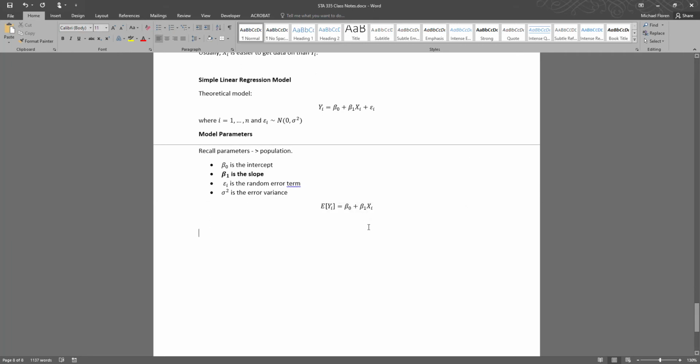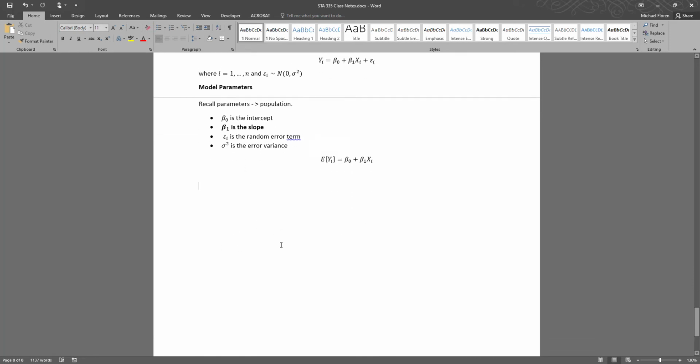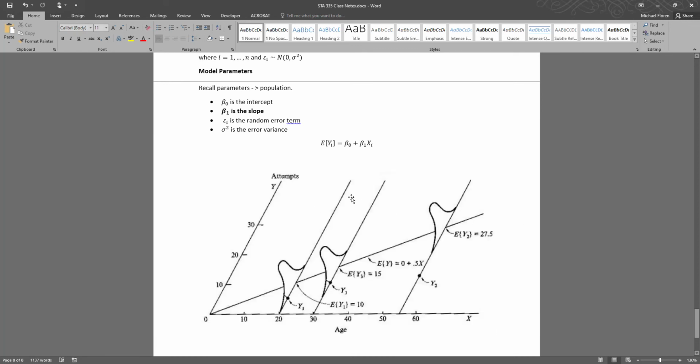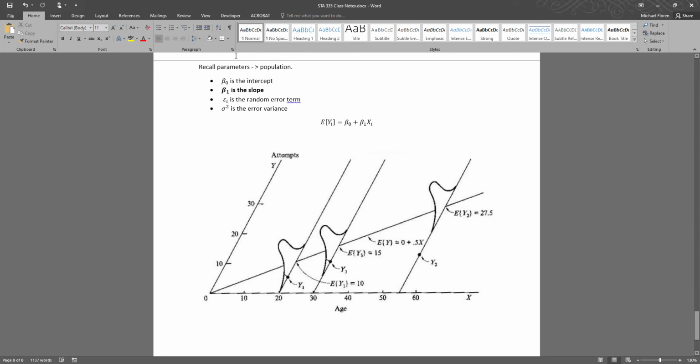This can be difficult to visualize, what each of these components mean, so quickly I'm going to copy and paste an image and we'll talk through it together. In this image, we can see a display of all of these different parameters illustrated together. First of all, beta 0, the intercept, is where the line crosses the y-axis. Just your regular old y-intercept.